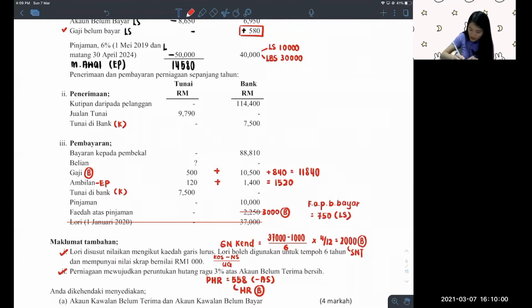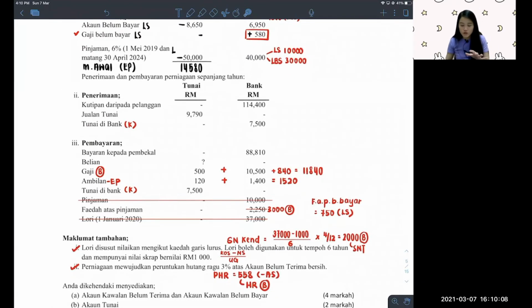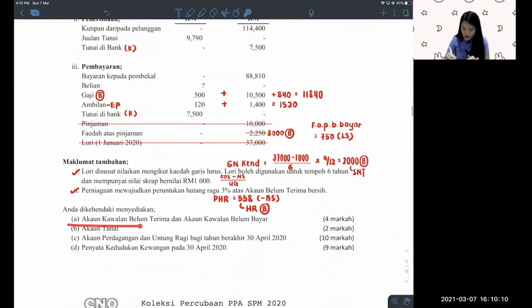Pinjaman, I don't need it anymore because I already seen it. Okay, we already paid, so 50,000 become 40,000, so nothing. And then that's it. All right, so now what should we do? We should follow them and prepare our account kalan.